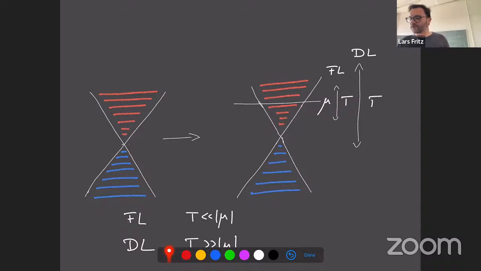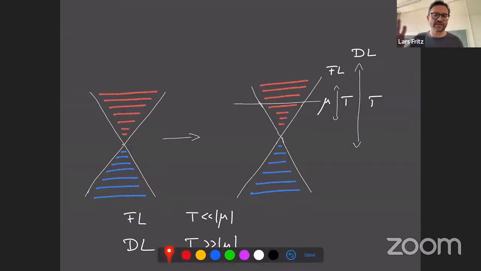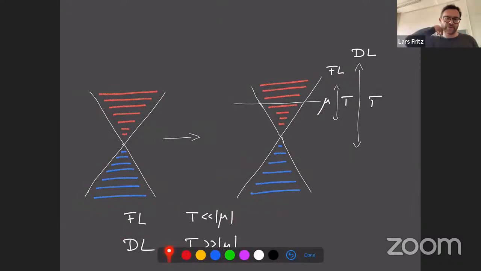Okay. So this is the actual definition given in their paper is a bit more sophisticated, but this is in zeroth order. This is the statement. Fermi liquid for T smaller than mu, and Dirac liquid for T larger than mu.